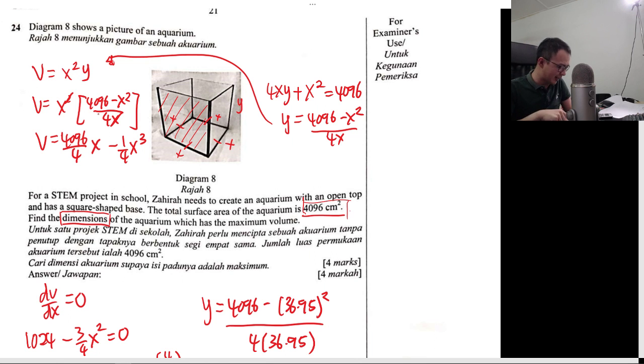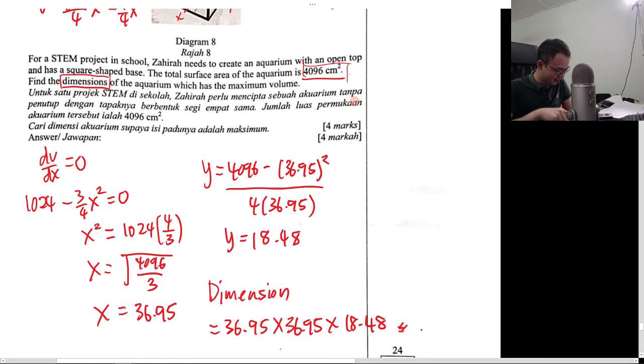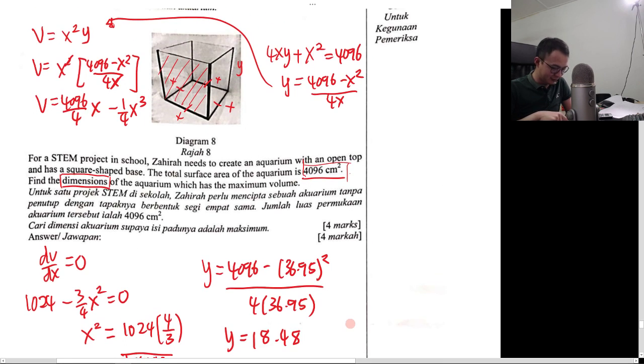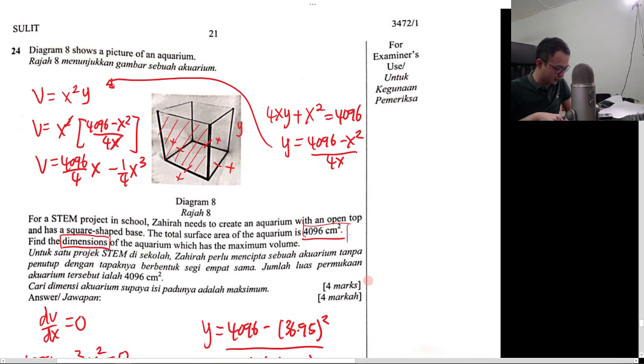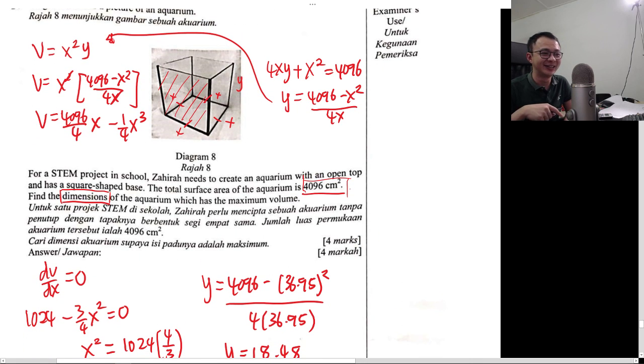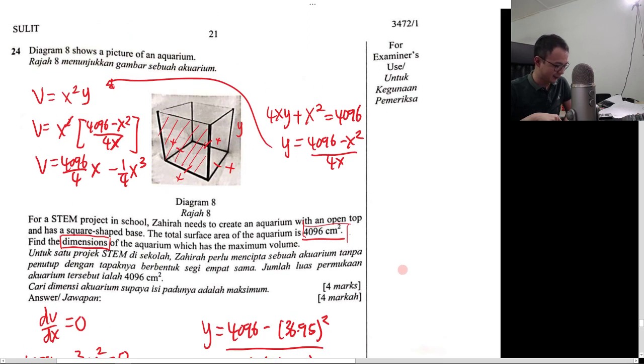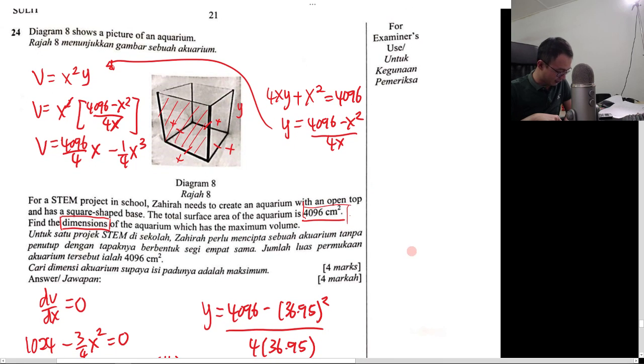2x squared? Where's the 2x squared? Where do you get the 2x squared? I am lost here.